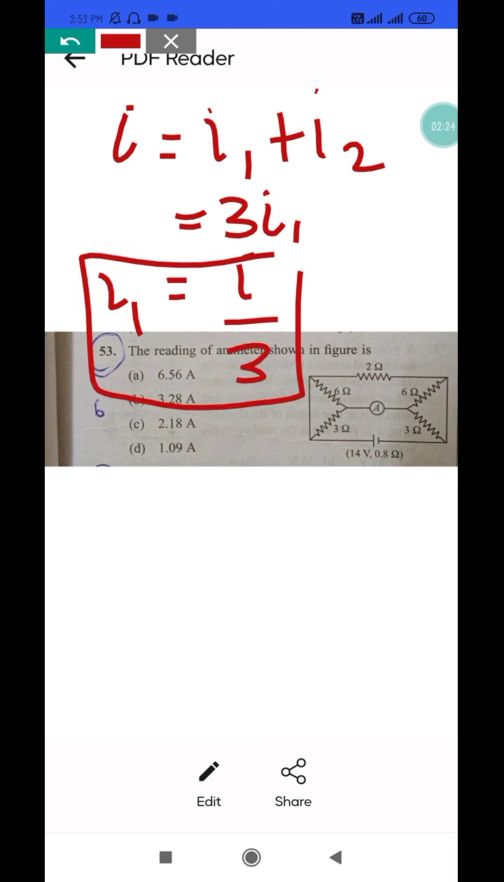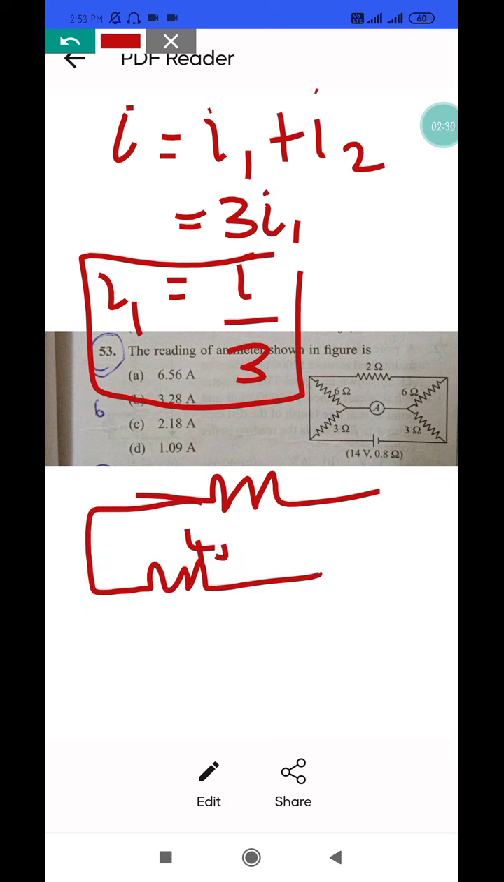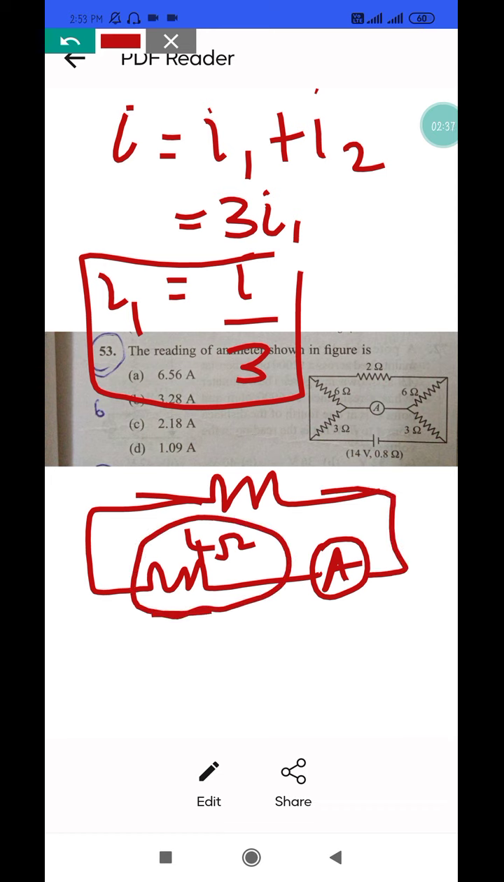In order to find the I1 current, because we assume that this is our 2 ohm resistance and this is our 4 ohm, and since they are connected in parallel, the currents will be different. The ammeter current is nothing but the current in the 4 ohm resistance, which is what deflects the ammeter. So I need to find this I1 current. We got the relation, but we don't know the I current, right? That is the total current. So let us first find the total current.